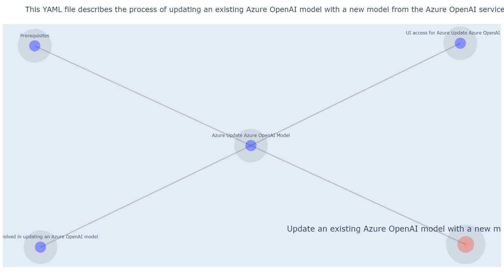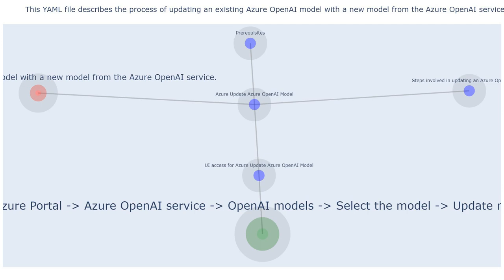You can navigate to the Azure OpenAI service in the Azure portal to create and manage resources. UI access for Update Azure OpenAI model. The update process can be initiated from the Azure portal. The UI access involves navigating to the Azure OpenAI service, selecting the relevant resource, choosing the desired model, and finally selecting the Update Model option. For example, if you want to update My model, you would navigate to the Azure OpenAI service within the Azure portal. Select My resource. Select My model from the OpenAI models list, and then click on the Update Model button.